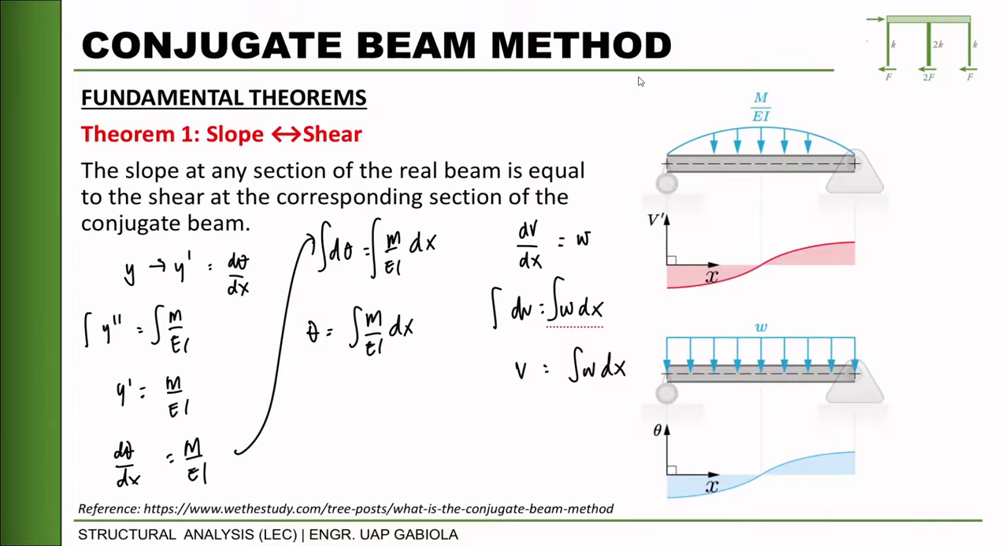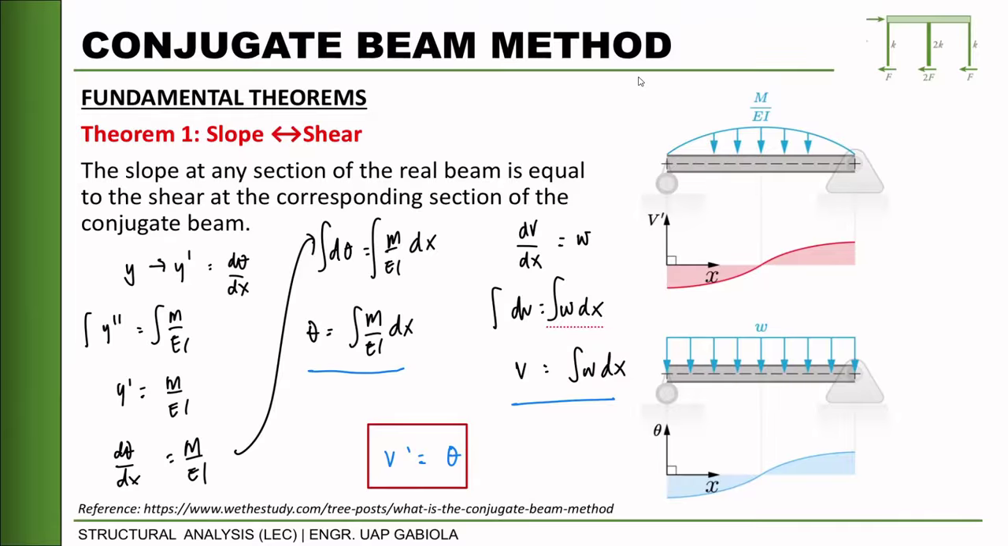So, as we said, the slope or the shear that we get from the fictitious beam is equal to the slope. So this first theorem is all about that: the shear of our conjugate beam is equal to the rotation of the real beam. This is the first concept. Whatever the value of the shear is, it is equal to our rotation.